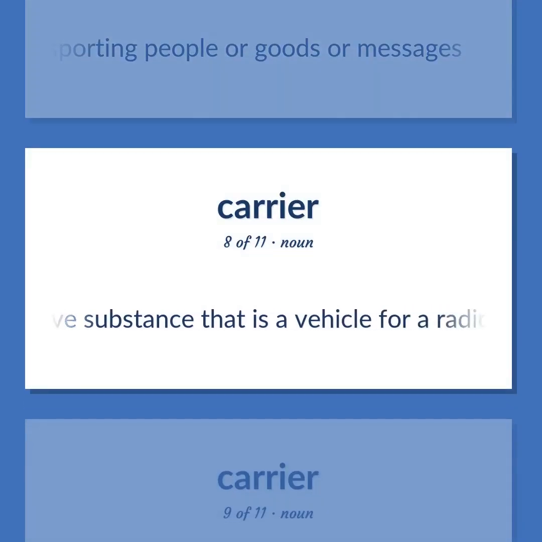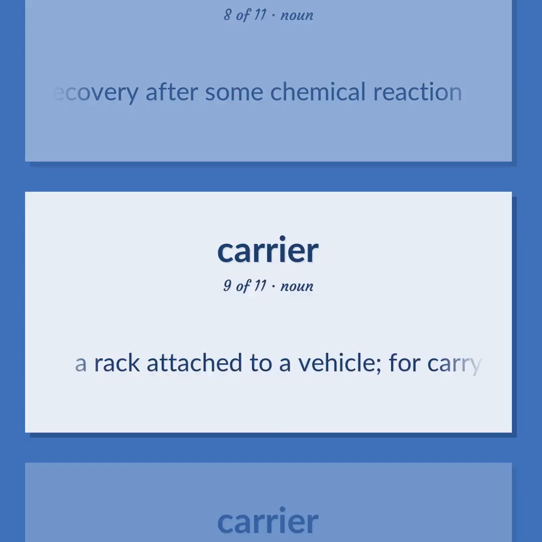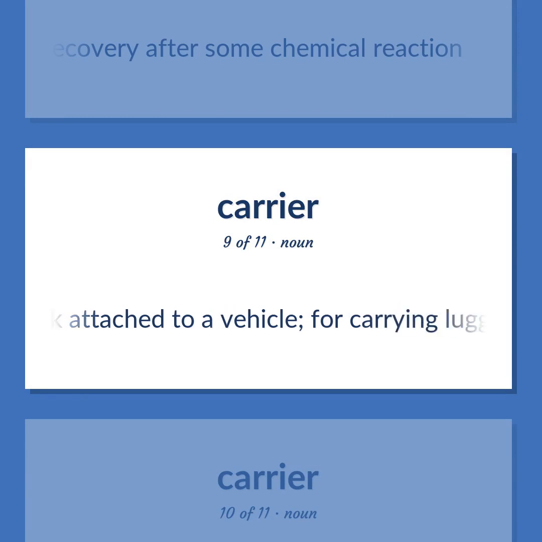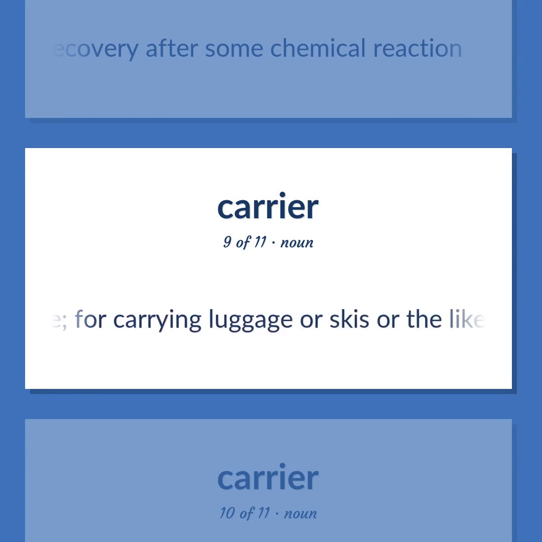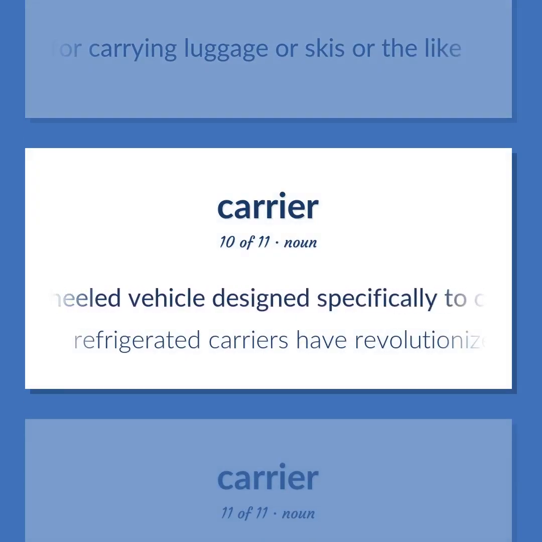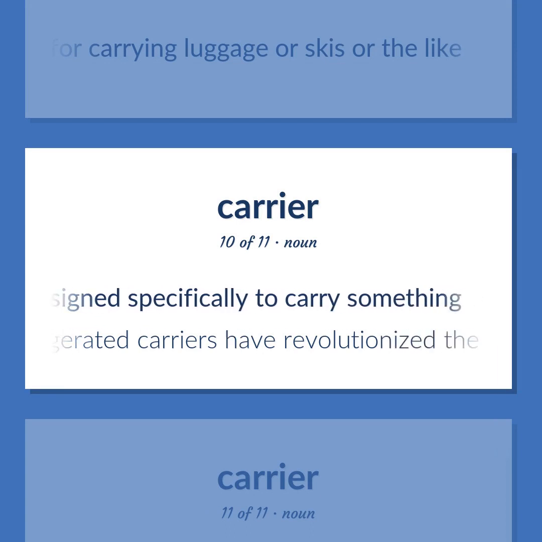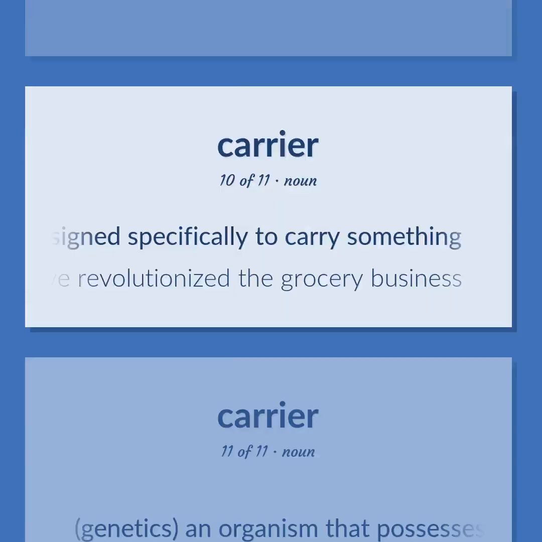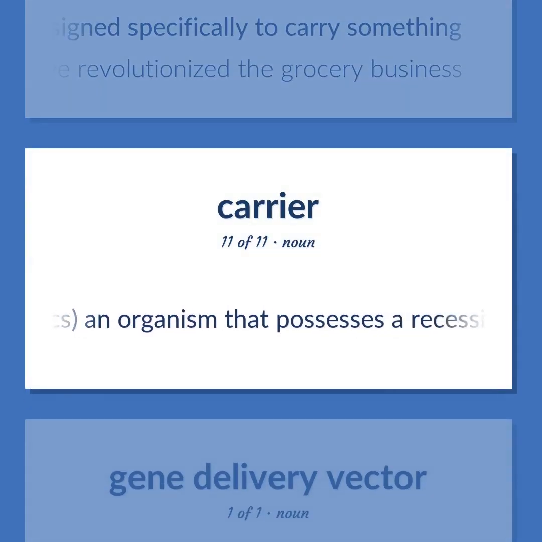An inactive substance that is a vehicle for a radioactive tracer of the same substance and that assists in its recovery after some chemical reaction. A rack attached to a vehicle, for carrying luggage or skis or the like. A self-propelled wheeled vehicle designed specifically to carry something. Refrigerated carriers have revolutionized the grocery business. Genetics. An organism that possesses a recessive gene whose effect is masked by a dominant allele. The associated trait is not apparent but can be passed on to offspring.